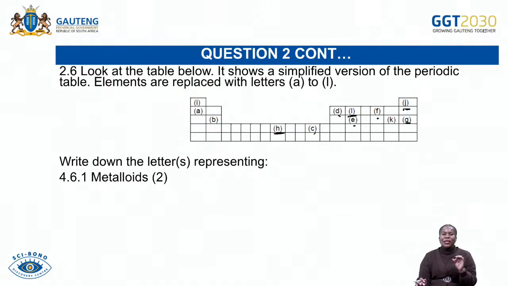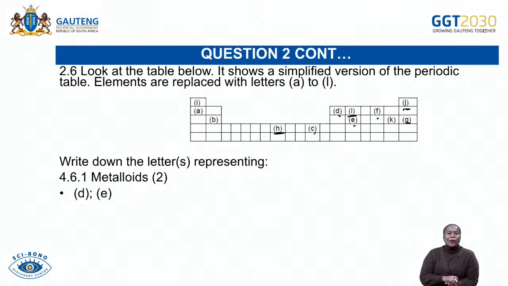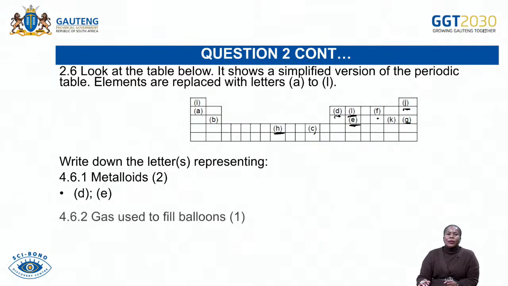Write down the letters representing the metalloids. Where are our metalloids? Metalloids are also known as semi-metals. They are in between. They can behave like a metal or they can behave like a non-metal. They're not good conductors of electricity and heat, but we can make them so through doping, but that's a subject for another day. So metalloids will be D and E. Remember they were plotted yellow in the periodic table.